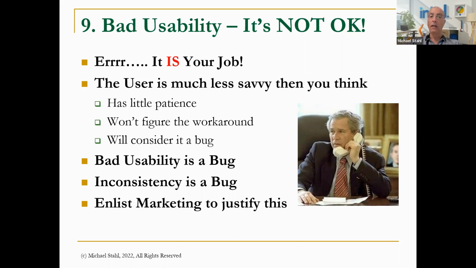So bad usability is a bug. Inconsistency is a bug. I'll show you in a minute another example. And what I found is that sometimes, you can argue with the developers and they'll tell you, but it's okay, it's working, etc. And you bring somebody from marketing and you show them this and they say, no, you have to fix it. And that's the end of the argument. So sometimes it's a matter of knowing who to enlist in an argument.